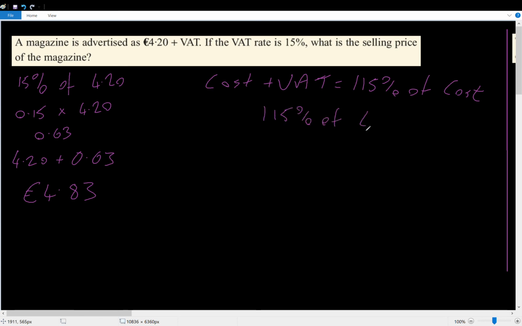And since we know our cost is 4.20, we're looking for 115% of 4.20, which is going to be 1.15 multiplied by 4.20. And if you put that through a calculator, you will get €4.83. Same as in the other way of doing it, but this way we just did it a bit more directly. So that's how you calculate a price after VAT when you're given the price before and the VAT rate.